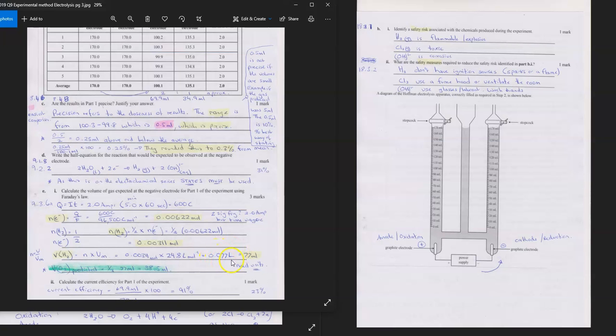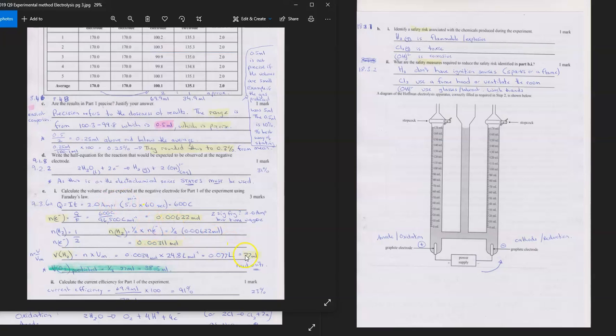So you would have gotten marks even if you'd stopped here, because it hasn't asked you to talk about the volume in mils. So this or this would have given you the marks. You do need to include your units though. So you can't just put 0.077, because 0.077 what? You can see this is the mils that we would expect if 2 amps of electrons is put through.